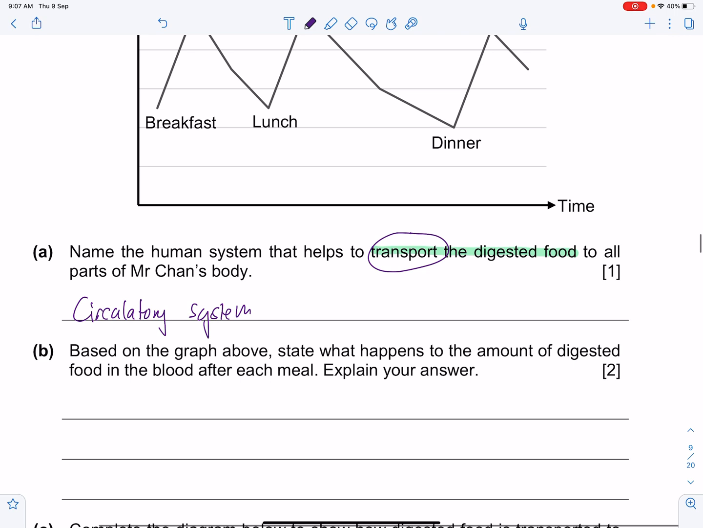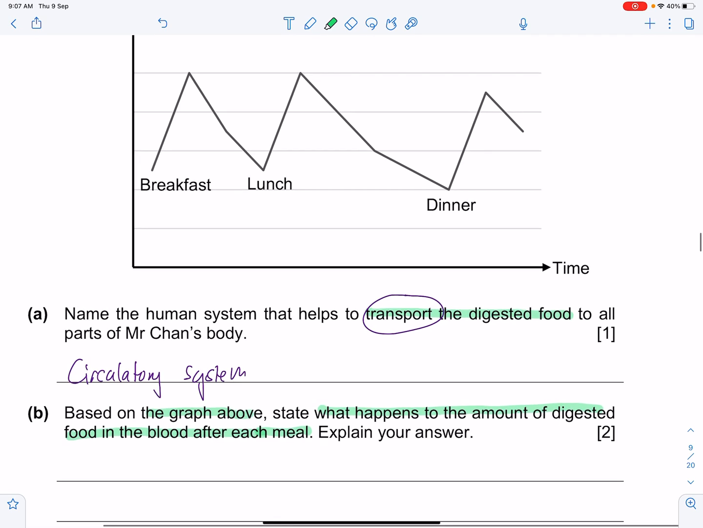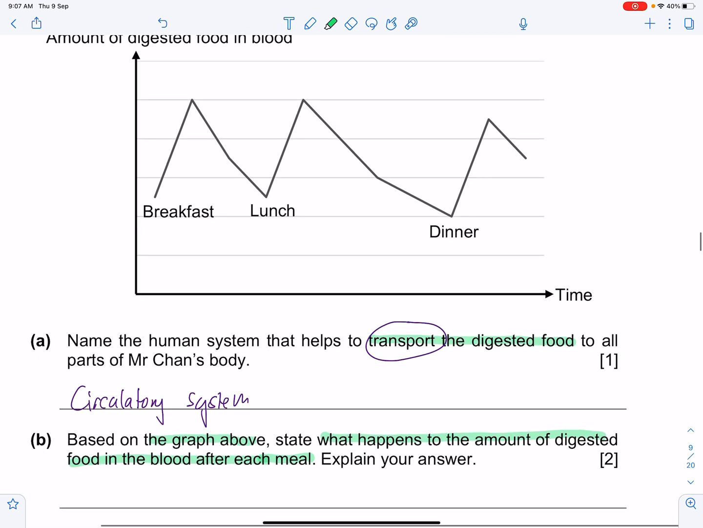B. Based on the graph above. State what happens to the amount of digested food after each meal. Explain your answer. A lot of you tell me decrease. Really? Take a look at here.